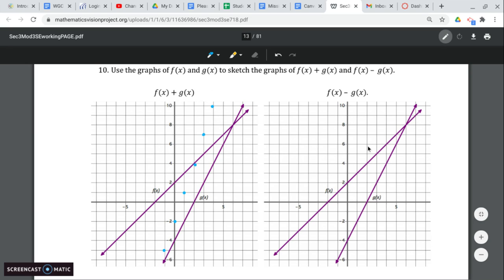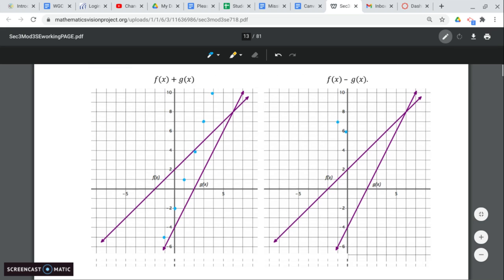For subtracting them, same idea, but instead you're going to take 1 minus negative 6. So 1 minus negative 6 is the same thing as adding. So 1 plus 6 is going to give us 7. So your first point is going to go up here. Then 2 minus negative 4, really 2 plus 4, is going to give us 6, so on and so forth. Draw that line through, okay?